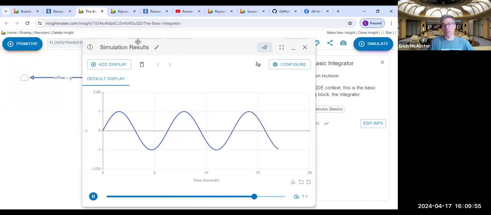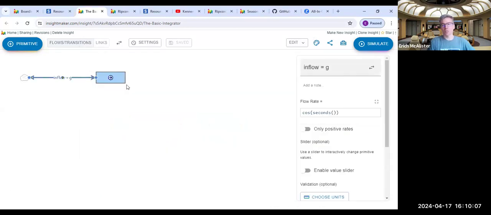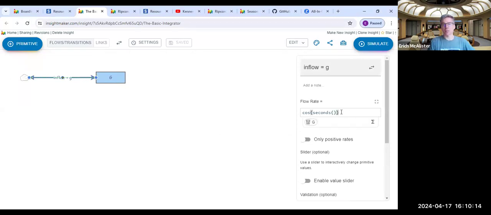If you change the initial condition, then obviously you change the initial condition. If you change the formula, you change the integral. The important thing, and this is where it becomes differential equations, is to change the flow rate, so you can edit it in this box.